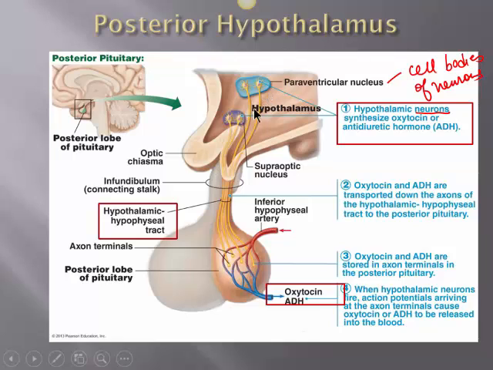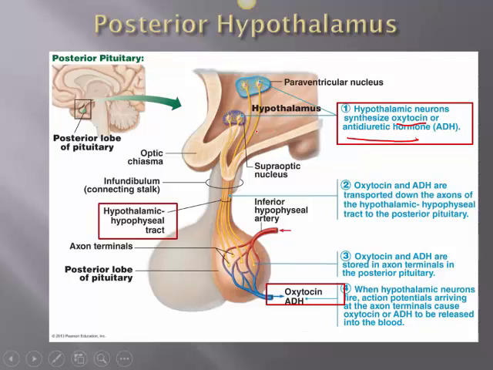So here are these 2 nuclei. One is called paraventricular, one is called supraoptic nucleus. The neurons in these 2 nuclei in the posterior hypothalamus produce 2 hormones, called oxytocin and antidiuretic hormone. So these 2 hormones are produced in the posterior hypothalamus: oxytocin and ADH, which is antidiuretic hormone.